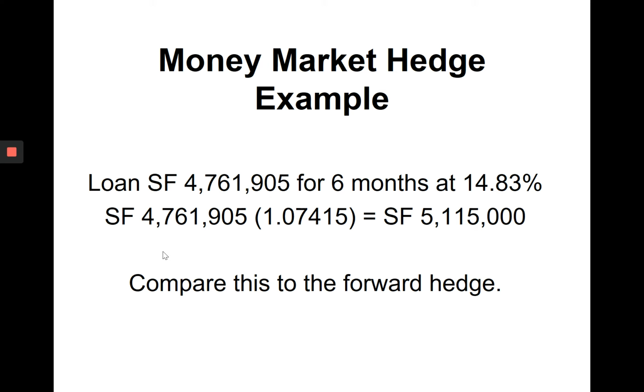After 6 months investing it at the Swiss interest rates of 14.83%, of course, the case assumes that you can make this interest rate, amounts to multiplying it by 1 to get your money back, and 0.07415, or half of 14.83%, to get interest on this money for 6 months. And the total return becomes 5,115,000 Swiss franc cash flow after 6 months.